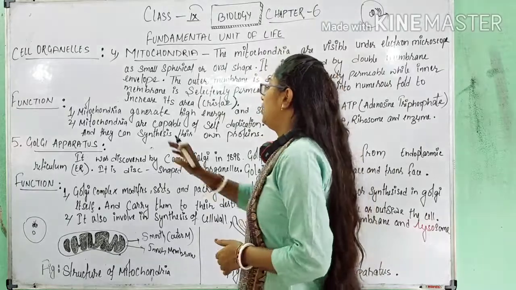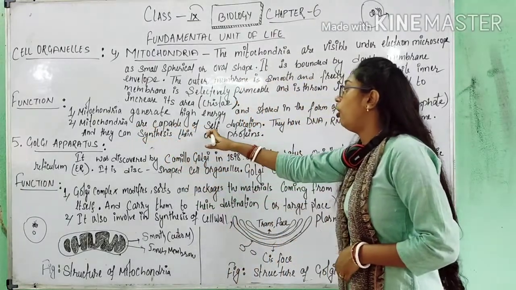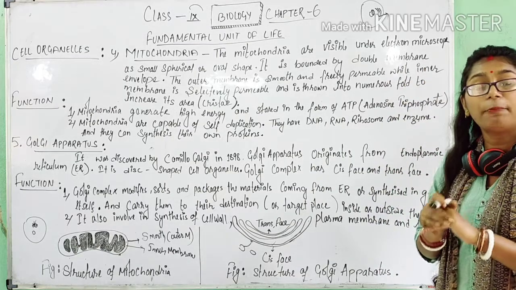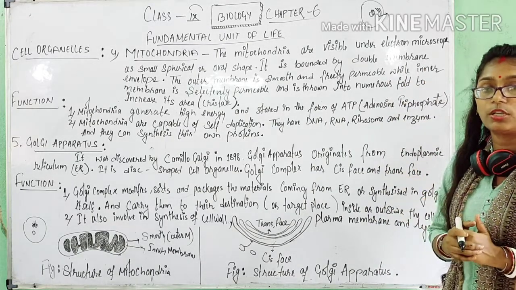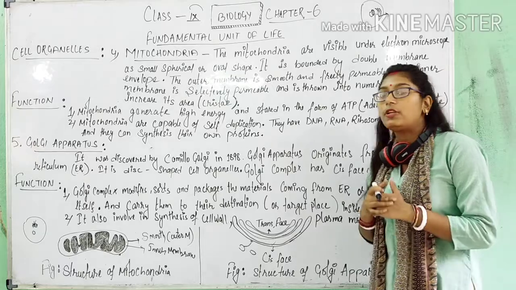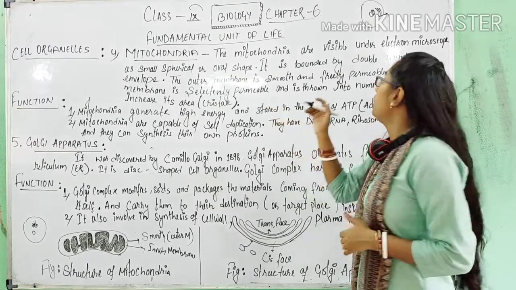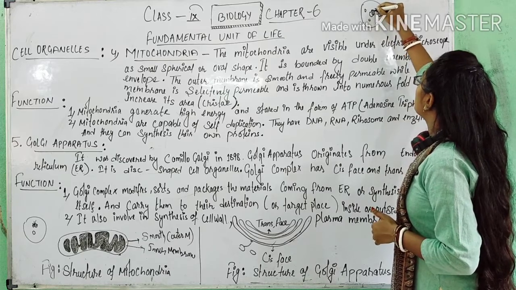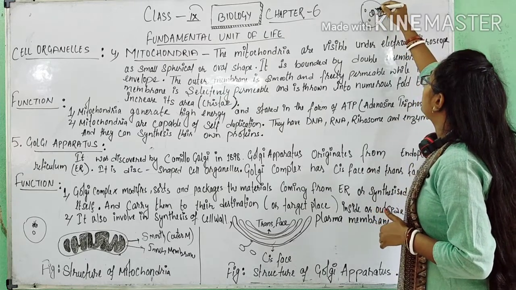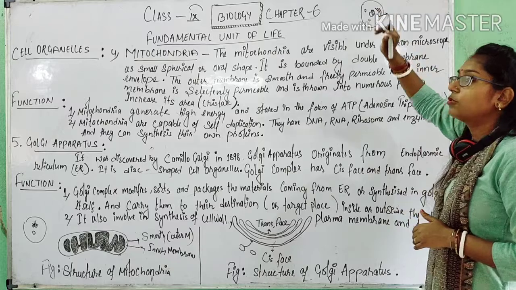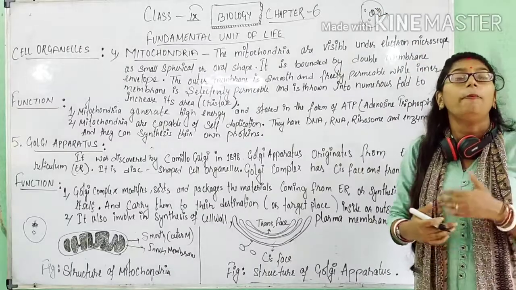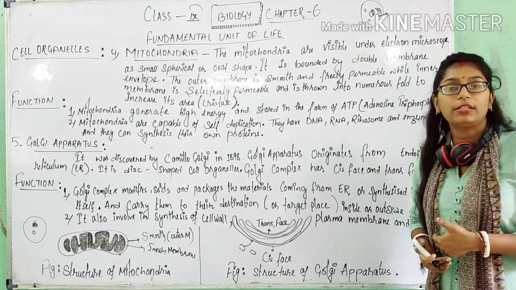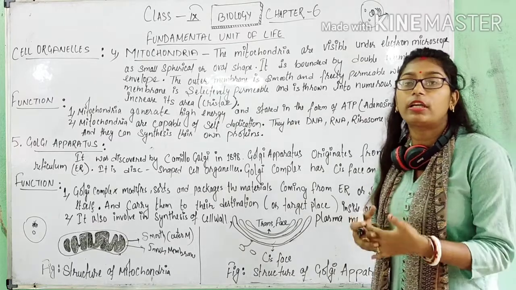Mitochondria are capable of self-duplication. What does self-duplication mean here? Like different cell organelles within a cell. In a cell, different cell organelles are present: this is the nucleus, endoplasmic reticulum, Golgi apparatus, lysosome, ribosome. Different cell organelles are there. But mitochondria has the capability of producing their own kind within a cell.